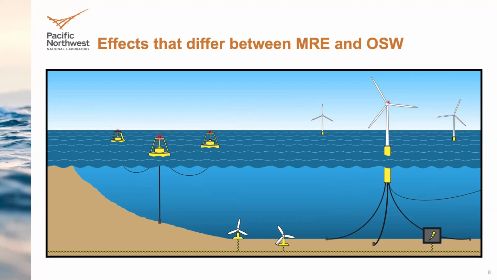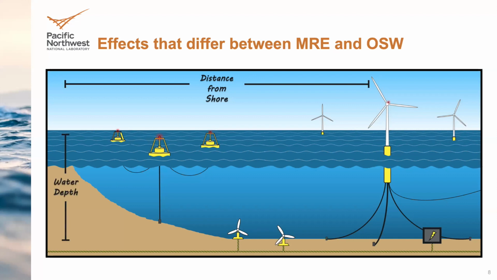So what's really different between MRE devices and offshore wind? Well, distance from shore is a key one. As I mentioned, most of the MRE devices are within a few kilometers of shore, and the offshore wind, particularly floating offshore wind, is likely to be 10 to 50 or more kilometers offshore. That's where the better winds are. That's where we can really capture energy. So with that goes, of course, deeper water as you get further offshore, off onto the continental shelf and the slope.